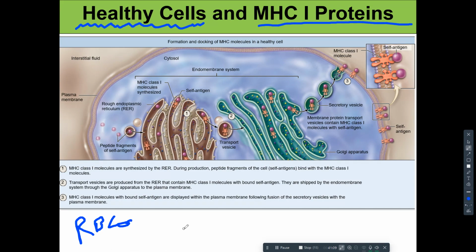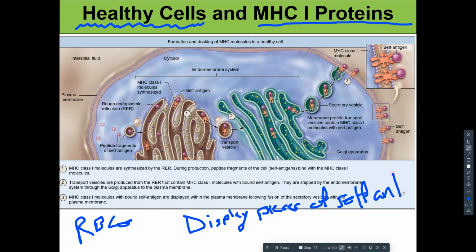MHC1 proteins, what they do is they display pieces of self-antigens on the surface. So a normal healthy cell, we don't want to kill it, right? A normal healthy cell is uninfected, is non-cancerous. It's going to have normal healthy self-antigens. So here are a pair of normal healthy self-antigens being displayed on this MHC1 protein.